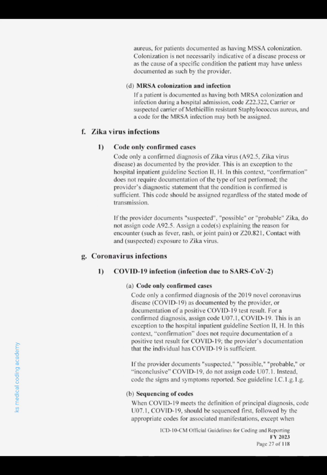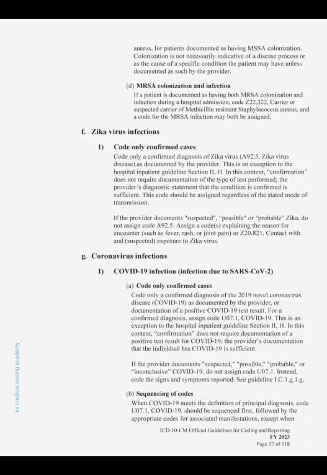In this context, confirmation does not require documentation of a positive test result for COVID-19. The provider's documentation that the individual has COVID-19 is sufficient. If the provider documents suspected, possible, probable, or inconclusive COVID-19, do not assign code U07.1. Instead, code the signs and symptoms reported. See Guideline I.C.1.g.1.b, sequencing of codes when COVID-19 meets the definition of principal diagnosis.